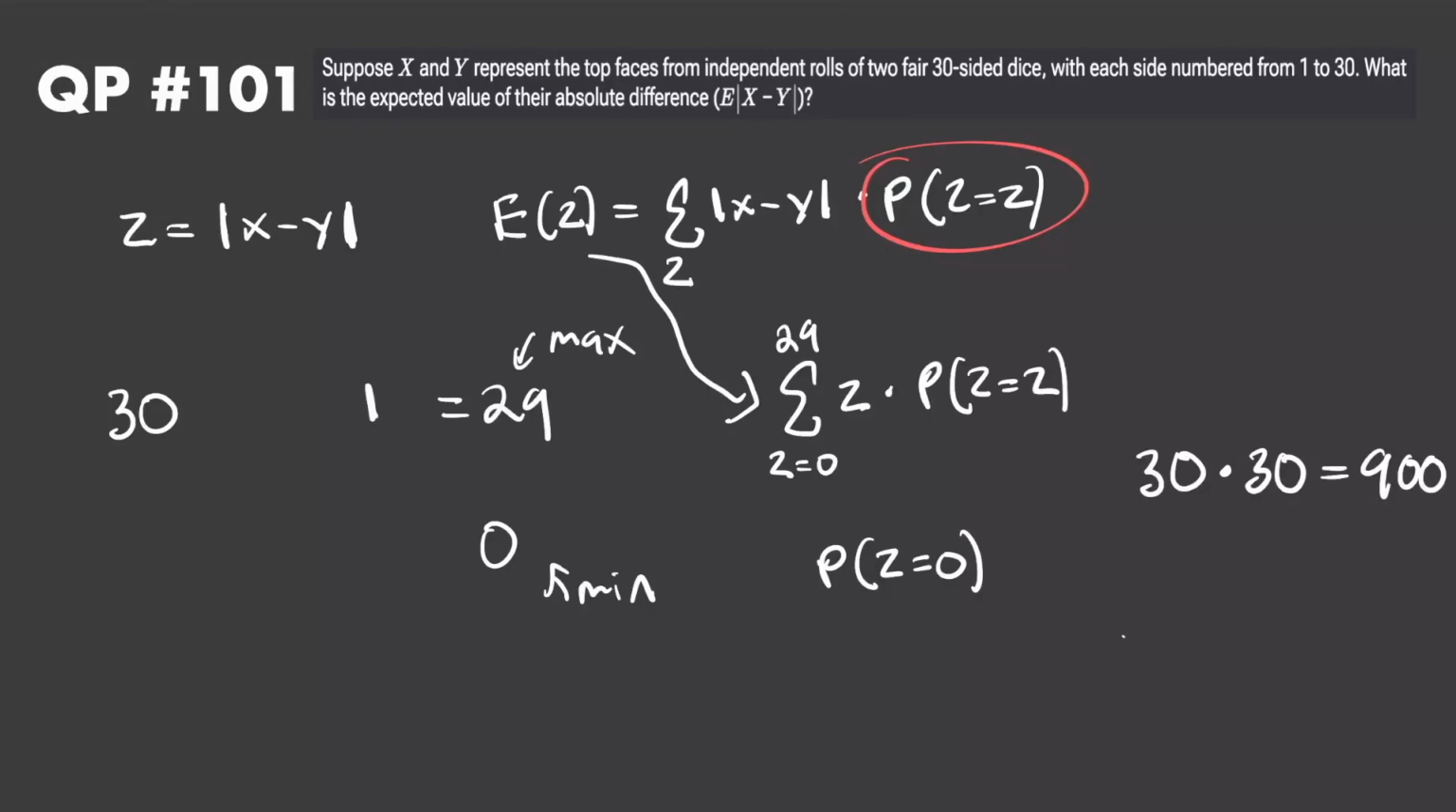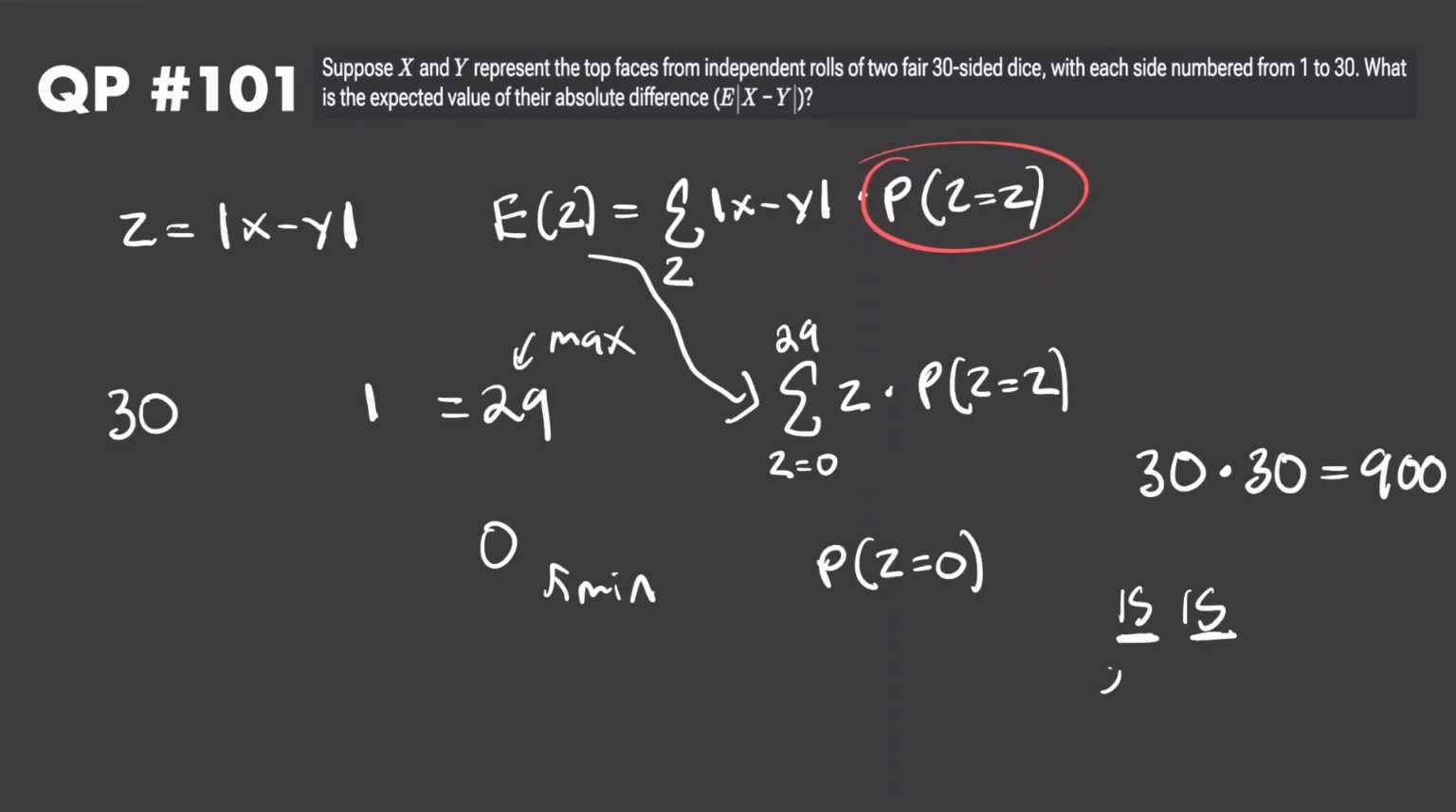And the only way that z could be equal to 0 is if we get one number for our first die and then we get the exact same number for our second die. That's the only way the absolute difference between them can be 0, obviously. So for instance, right here, if I get two 14s, the absolute difference is going to be 0. If I get two 15s, the absolute difference is going to be 0. So what's the probability of getting two of the same number?